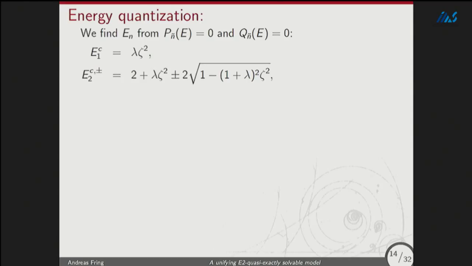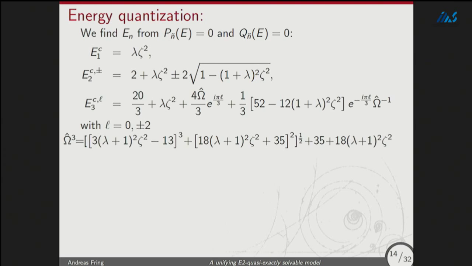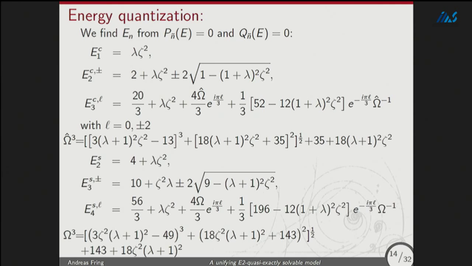The second one looks like this, and you see here already a famous square root popping up. And here I have three energies you can still present in the formula. So this L here takes values in 0, plus minus 2. And the omega has a relatively ugly form. And also four states. One can still write down an analytic expression, but it's really ugly, so I don't present it here. And for higher states, it's not difficult to do it numerically. And of course, it happens for odd and even. So this is my quantization condition.